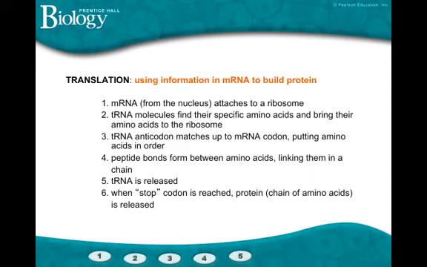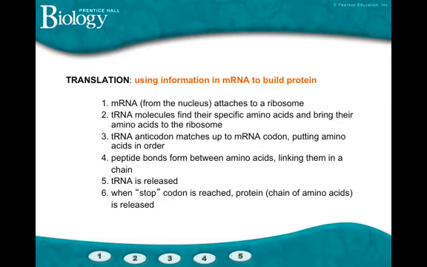First, the messenger RNA attaches to a ribosome. Remember, it's come from the nucleus that's already copied the gene in the DNA. The transfer RNA molecules then find their specific amino acids and bring their amino acids to the ribosome. The transfer RNA anticodon matches up to the messenger RNA codon using the complementary base pairing rules, putting the amino acids in order. The peptide bonds form between the amino acids, linking them in a chain, and then the transfer RNA gets released. And the transfer RNA just goes back out to the cytoplasm and gets another amino acid and comes back. It's just like getting more building materials.